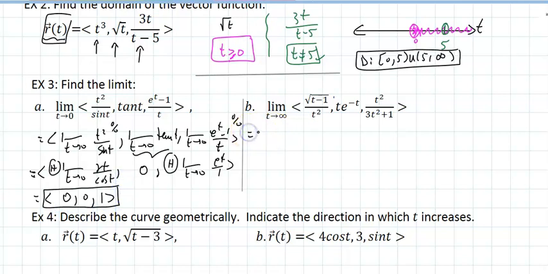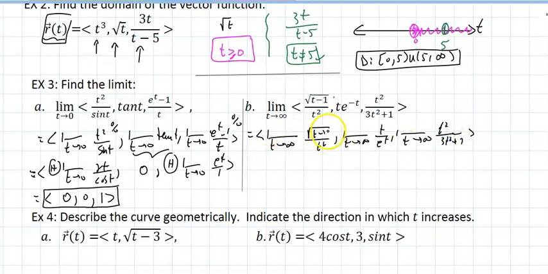Same deal with this problem. I'll take the limit as t approaches infinity of the square root of t minus 1 over t squared, the limit as t approaches infinity of t over e to the t, and the limit as t approaches infinity of t squared over 3t squared plus 1. Here, since I'm going to get infinity over infinity for all of those, I could say L'Hopital applies to all of them.